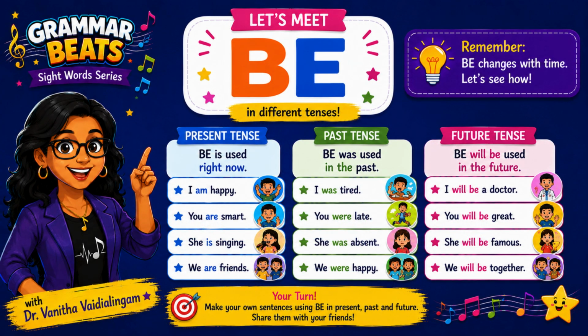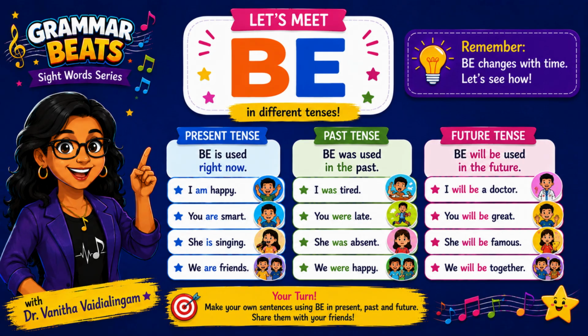Be is used in present tense when talking about something that is right now. I am happy. You are smart. She is singing. We are friends. When used in past tense, be becomes was or were. I was tired. You were late. She was absent. We were happy.